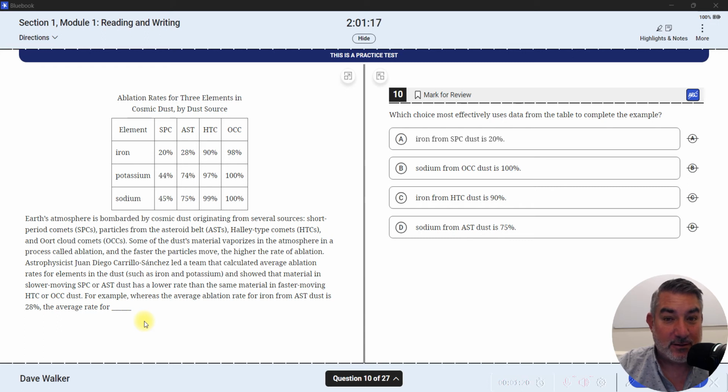Oh my gosh, we better hurry. This is the SAT. Our whole future depends on this. Let's read. I don't know really what that meant, but anyway, let's read the question and see if we can find an answer. Which choice most effectively uses data from the table to complete the example?